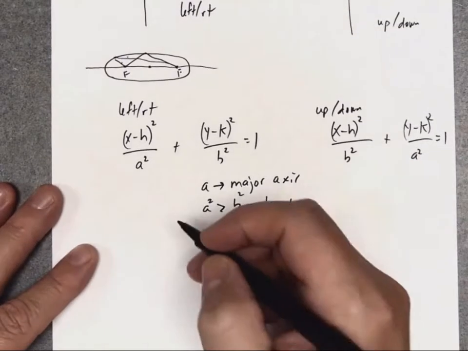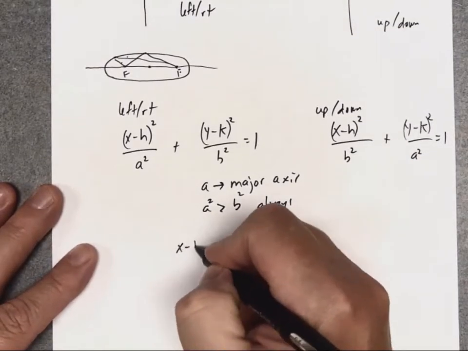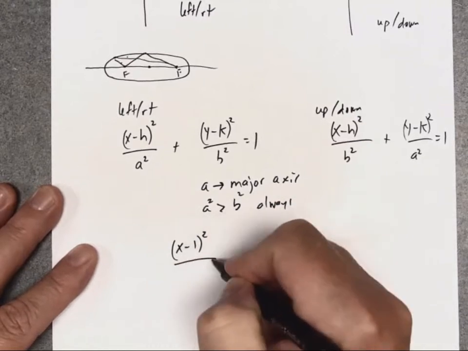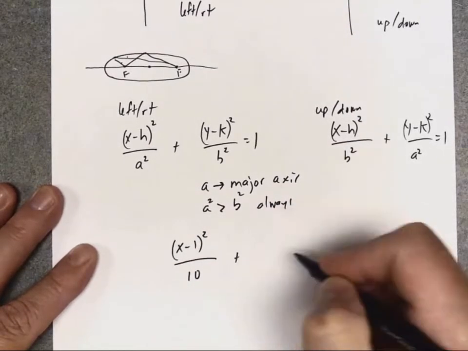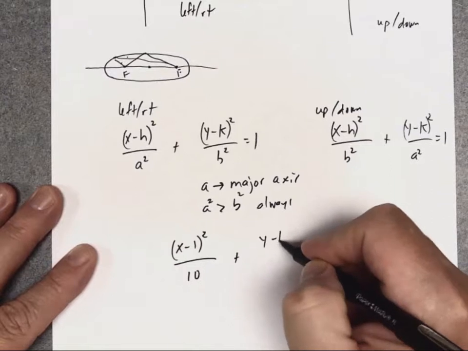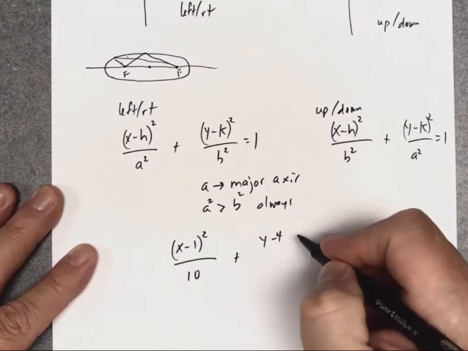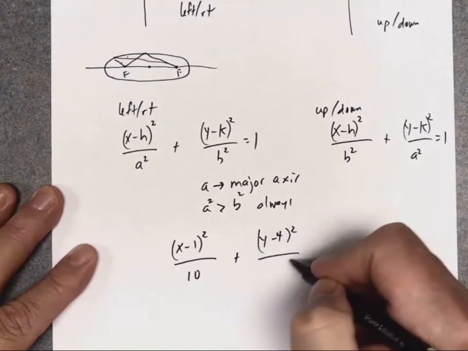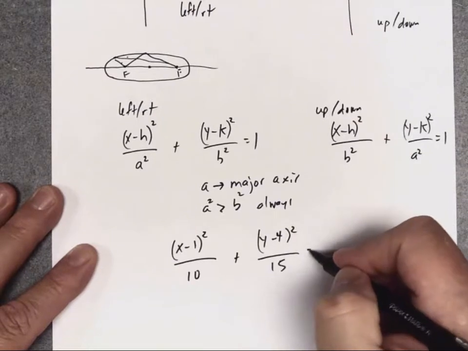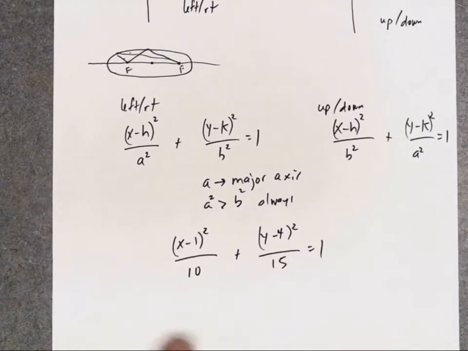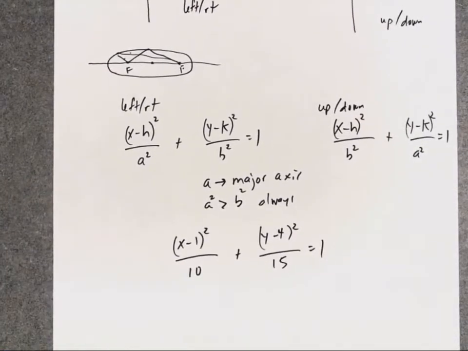So for example, just to make an example up, say I was given this equation of an ellipse. This is in the standard form.